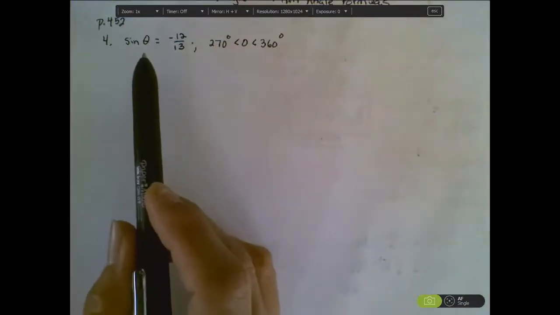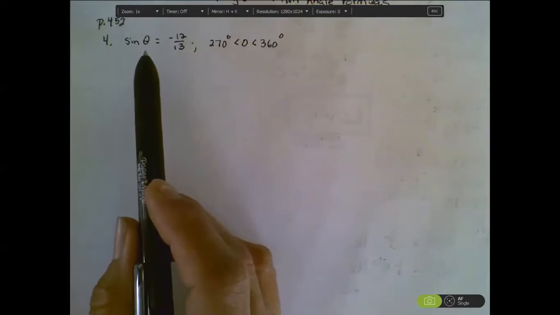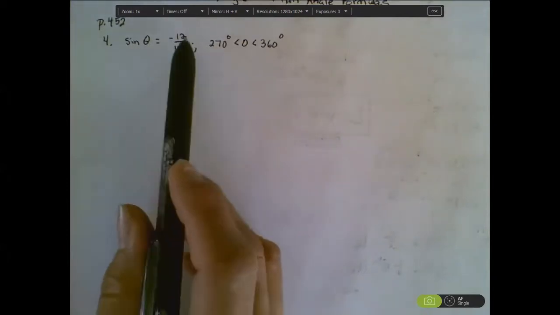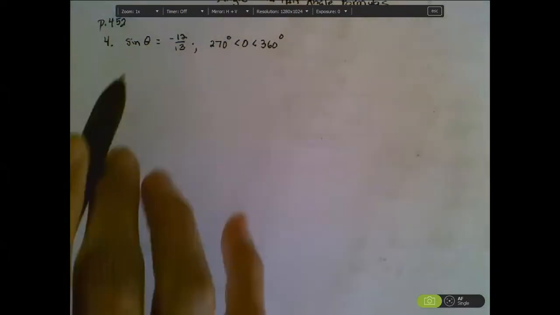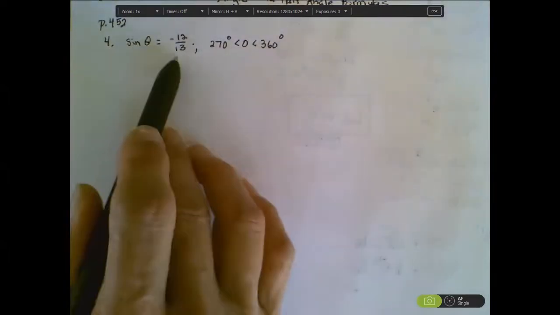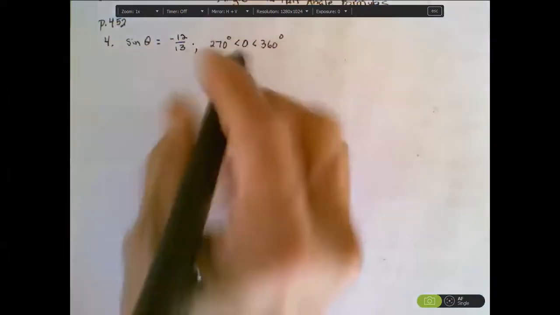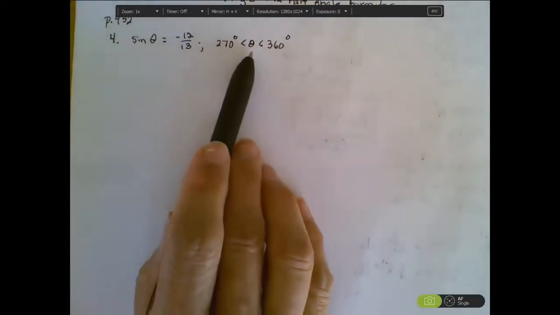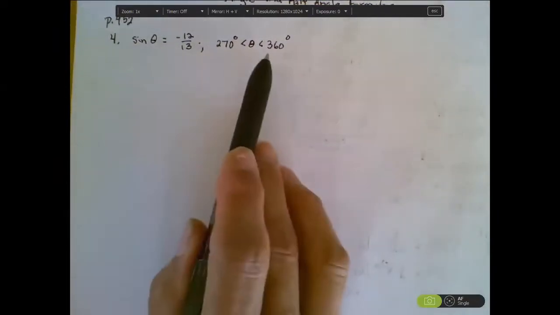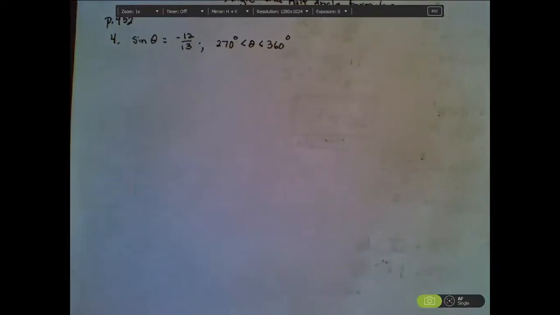Now, do we have memorized on the unit circle an angle whose sine is negative 12/13? No, we don't. So I don't know what that angle is, but I can draw a picture of it. And in what quadrant does theta lie if it's between 270 degrees and 360 degrees? That's quadrant 4.